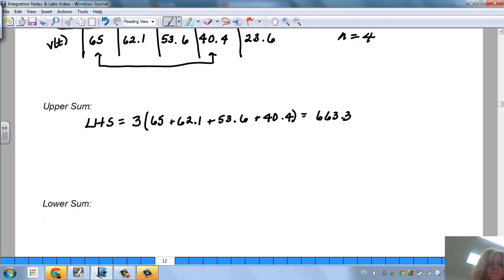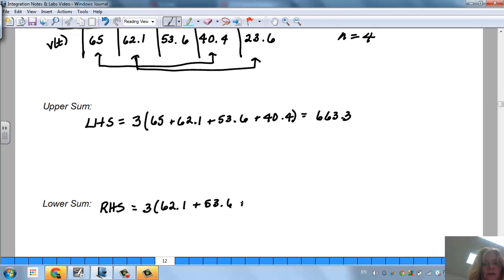My lower sum is my right-hand sum in this case. So I'm going to start here at the 62.1. I'm going to end at the 23.6. So it's still 3 hours every time I'm doing this. So it's 62.1 plus 53.6 plus 40.4 plus 23.6. When I do that, I have 539.1 miles.